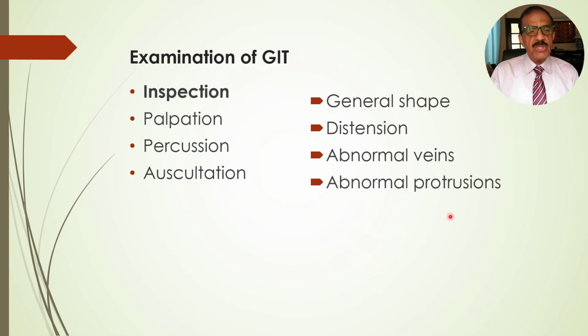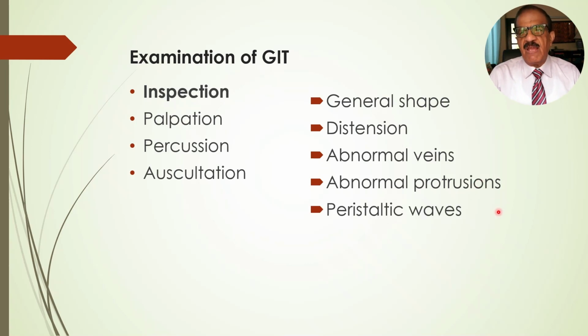Then abnormal protrusions. Somebody having massive splenomegaly, you could see a protuberance on the left hypochondrial region. Somebody having a liver mass, you may be able to see a similar protrusion on the right side. A hernia may be seen as protruding and pulsatile. So I think all these things are to be noted.